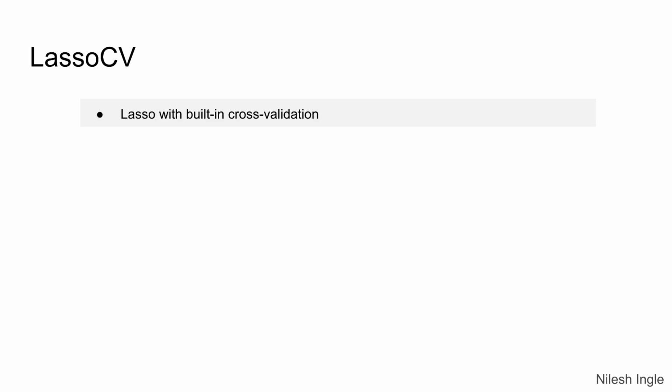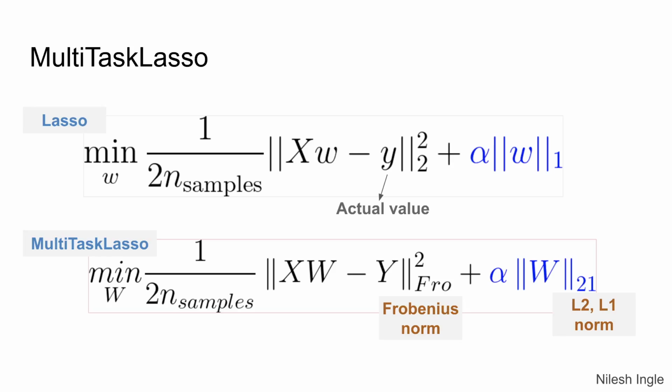Now, moving on to Lasso CV, it is similar to Ridge CV that we've seen, where the cross validation is built into the Lasso, and this does exactly that. Now, another additional method we have here is a MultiTaskLasso. So the objective function for Lasso is on the top, as we see here. We have this term for regularization.